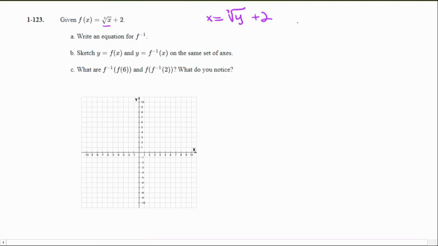So I got, subtracting 2 from both sides. And then I'm going to cube both sides. So what I really should get is x minus 2 cubed for my inverse.